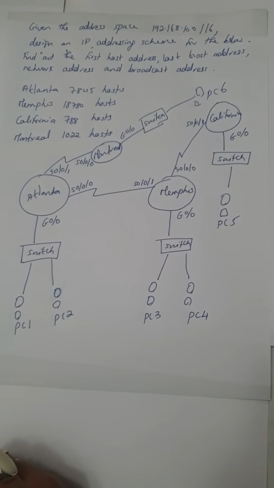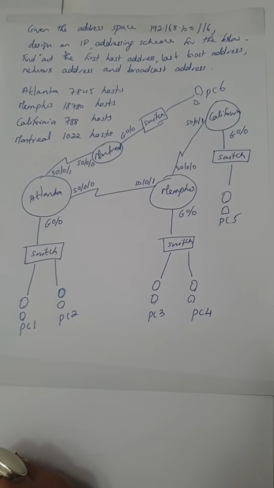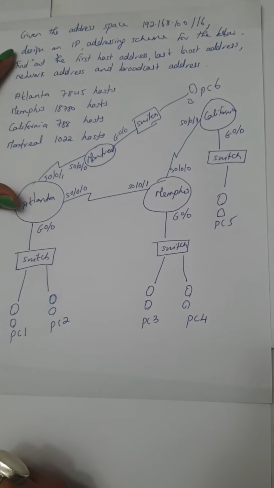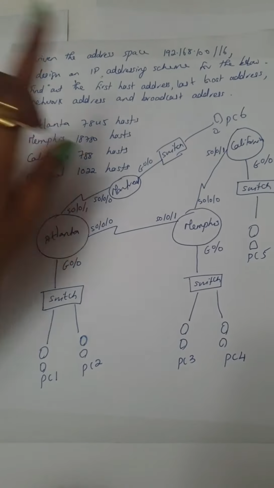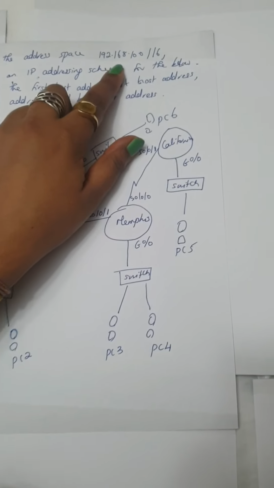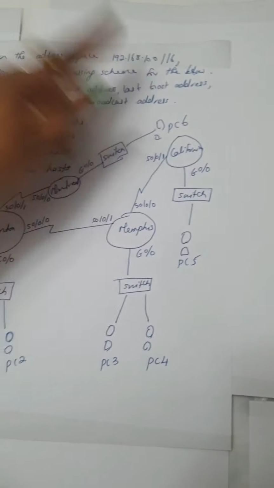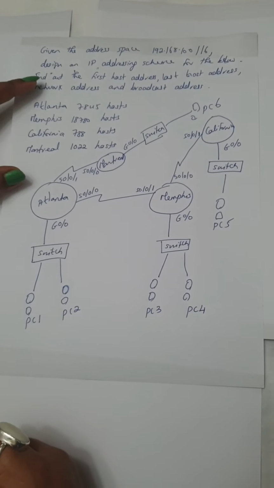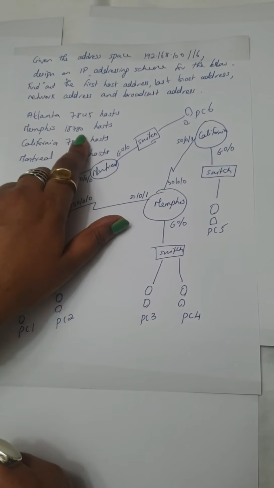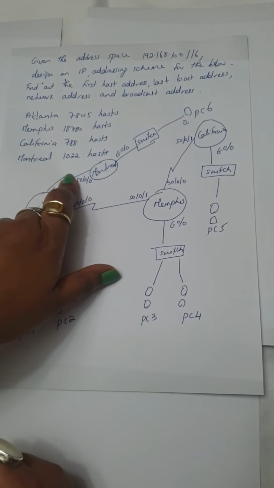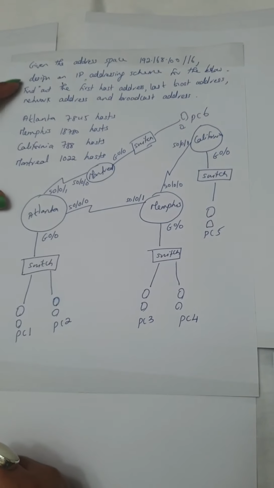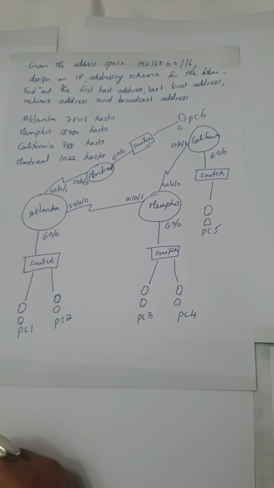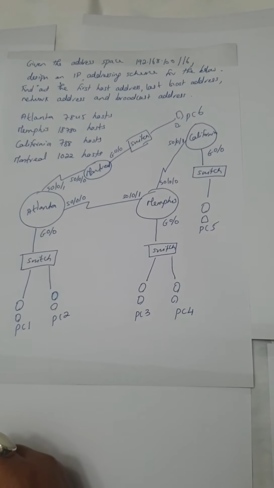So today we'll be dealing with variable length subnet mask, VLSM. Now, as you see here, we have a question. We have the address space 192.168.10.0. And here I have my different networks that will require these host addresses. So we have to find out first the network address, first host address, last host address, and broadcast address.